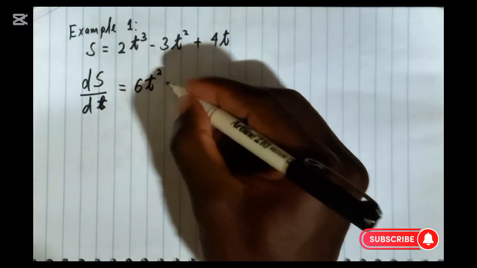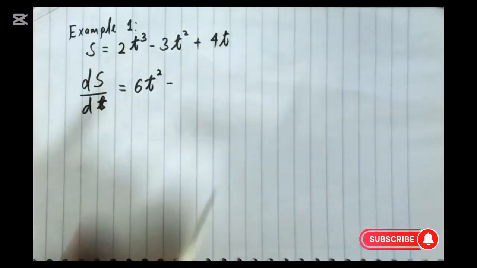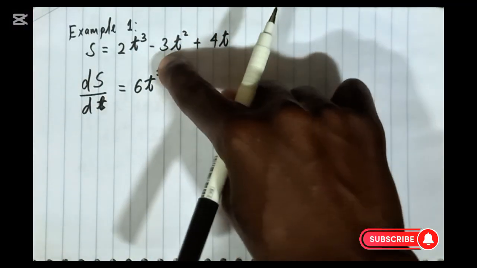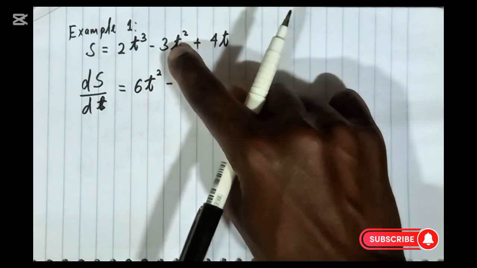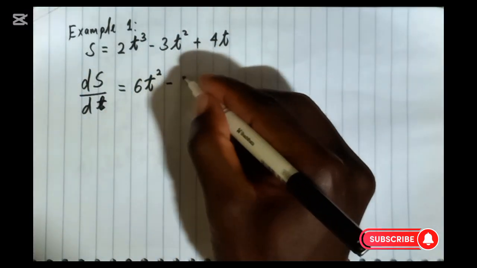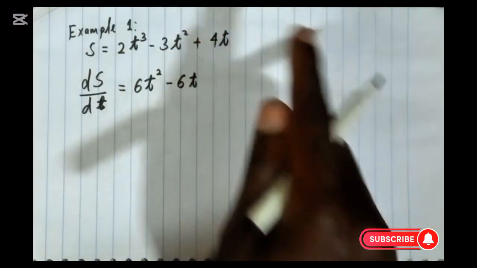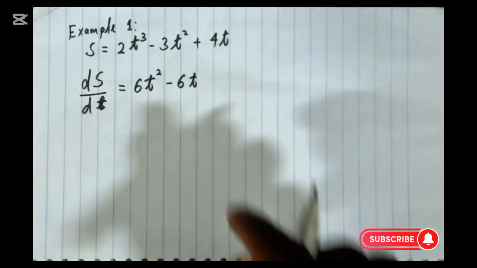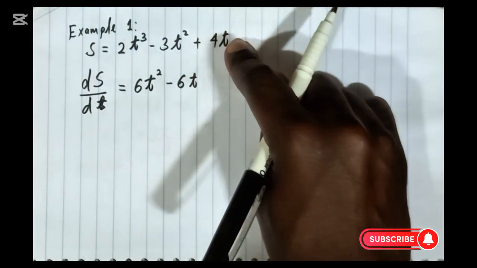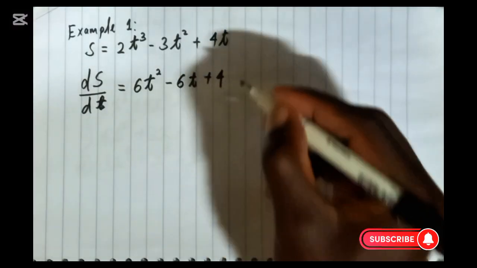So the second term will be actually very easy. Minus, so 2 times 3. It is the power of our variable t times the coefficient. So 2 times negative 3 will be negative 6, and 2 minus 1 will be t. And then in the last scenario, the power here is 1, so it will be 1 times 4, and of course that will give us 4.